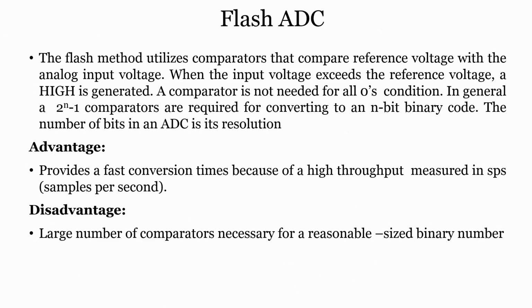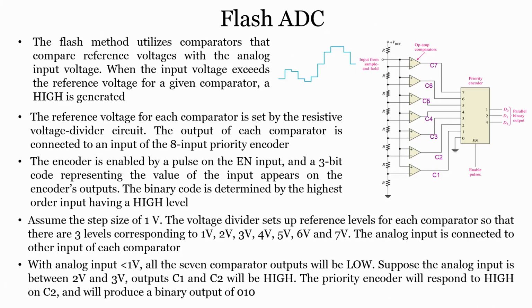The advantage here is that it provides a fast conversion time because of high throughput, and the disadvantage is that a large number of comparators are necessary for a reasonable sized binary number. For example, if you see this circuit, you can very easily see how many comparators are required for a 3 bit converter: C1, C2, C3, C4, C5, C6, C7, 7 comparators, right. So, this is how it actually works.